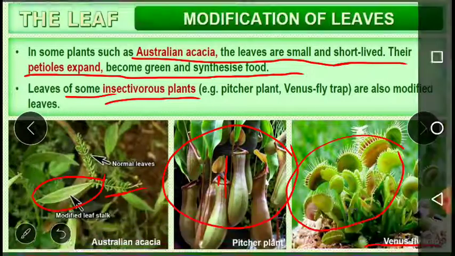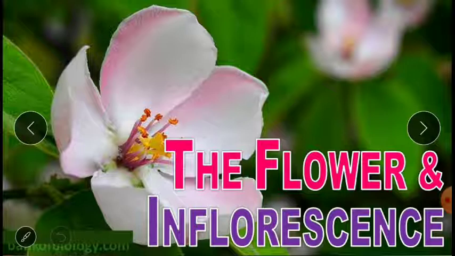So with this, we finished the leaves. We studied the parts of the leaf, the types of leaves, what is venation, phyllotaxy and modification of the leaves.